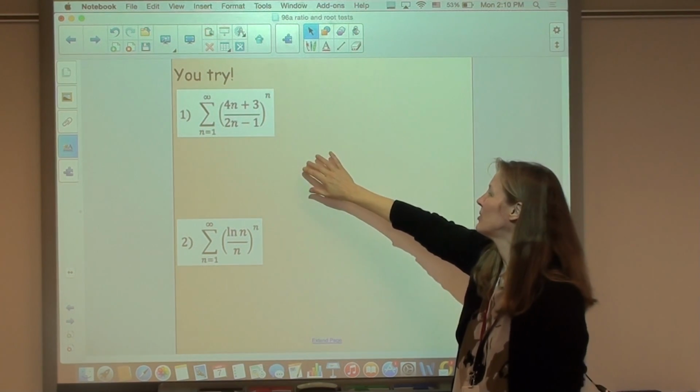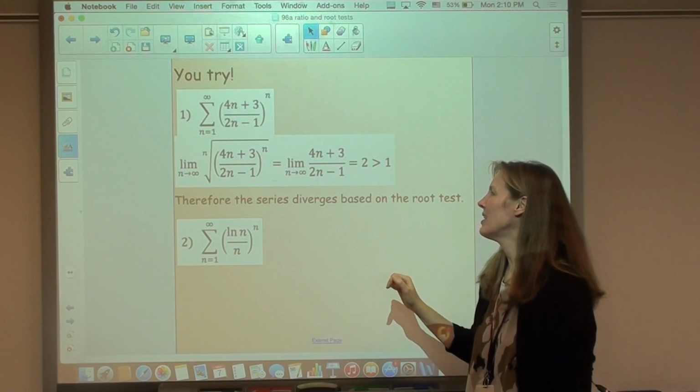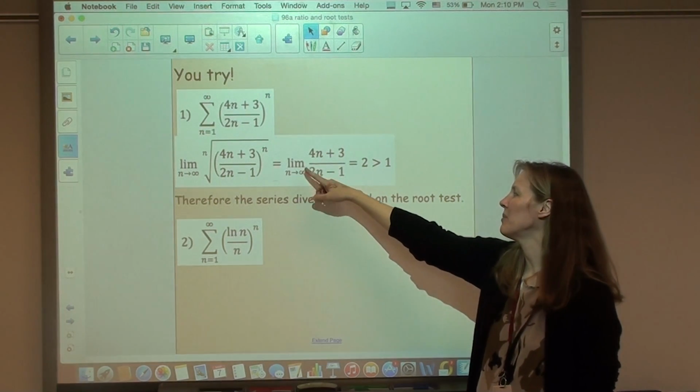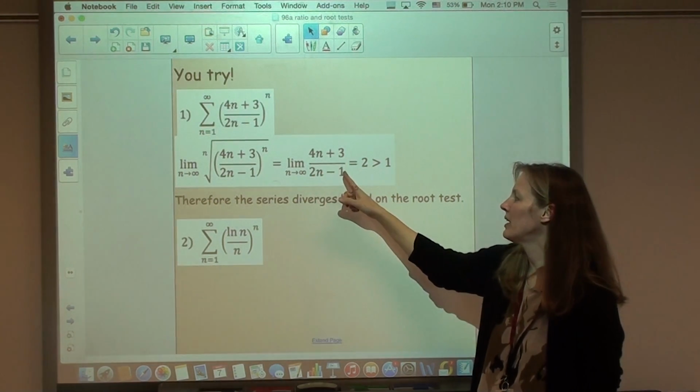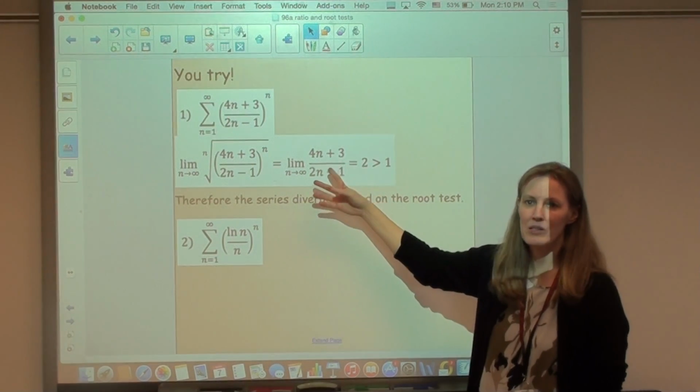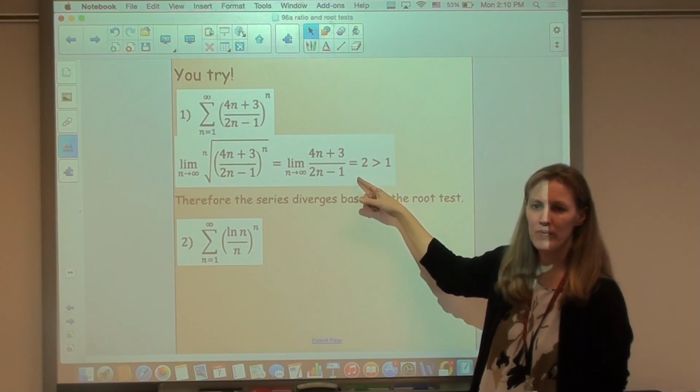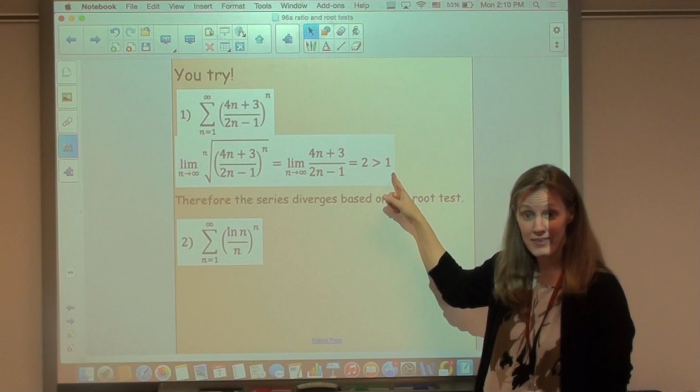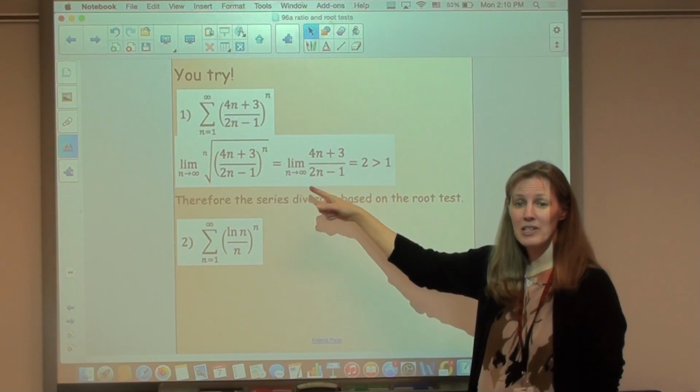All right, so the first one, when you take the nth root, you end up with the limit of 4n plus 3 over 2n minus 1. And if you want to think L'Hopital, that's fine. You get 4 over 2, which is 2. 2 is greater than 1. So therefore it diverges.